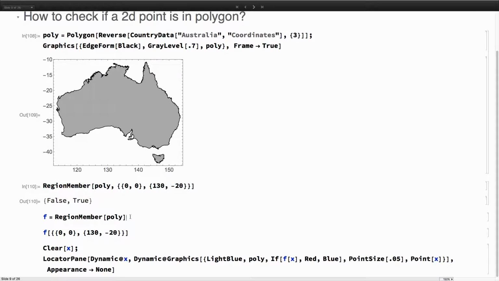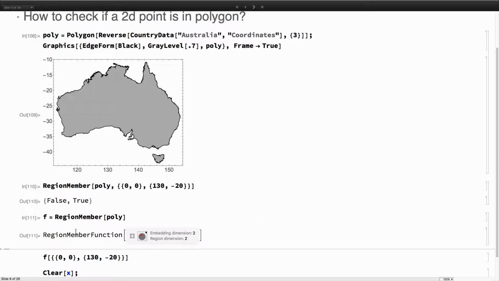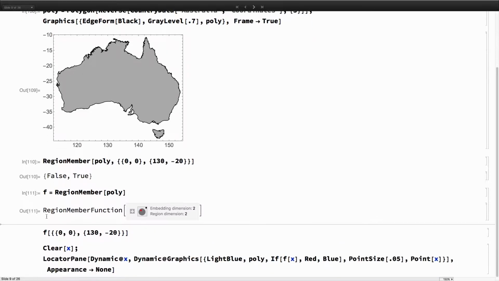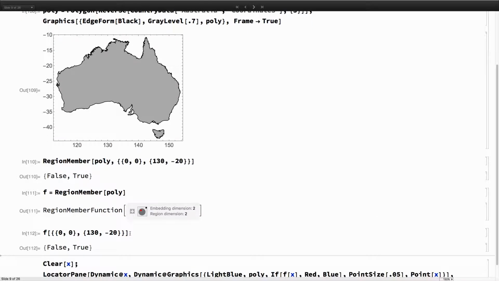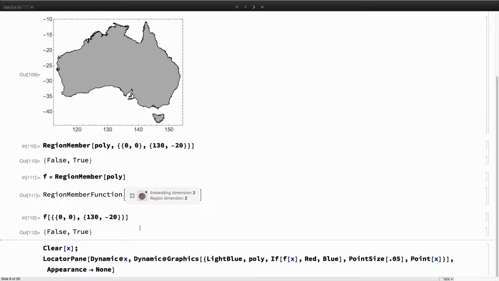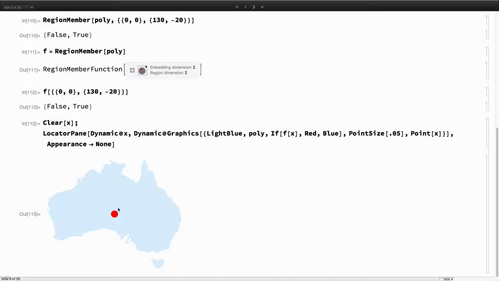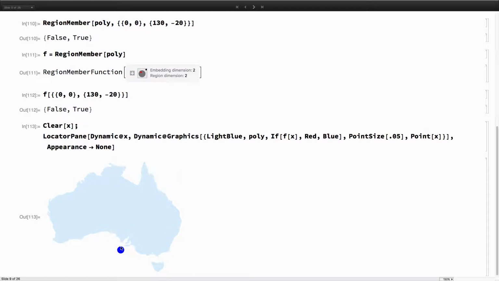Or the other way, if you use this polygon over and over again to check the membership, you can just create a RegionMember function, and this function can be used repeatedly on a point. So it's quite fast in this case. Here's a dynamic locator pane example. Red means it's inside, so it's quite fast. You can dynamically see whether a point is inside or outside.